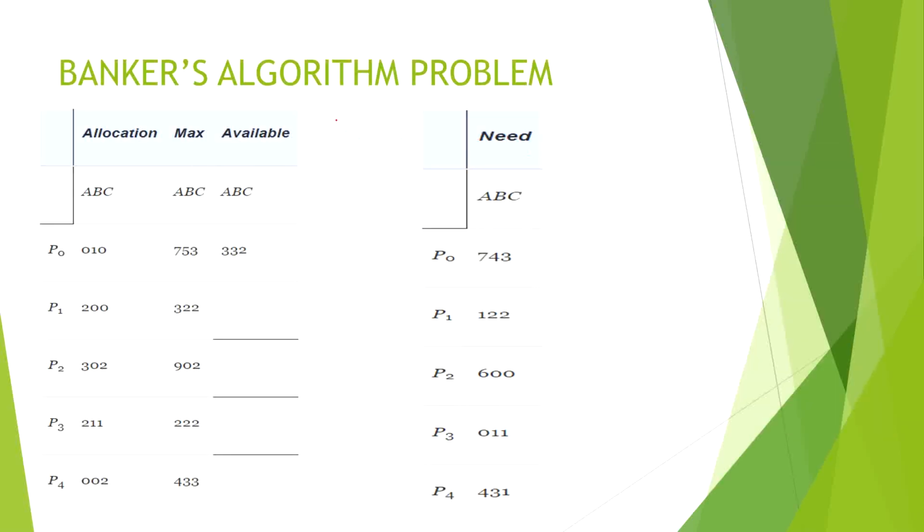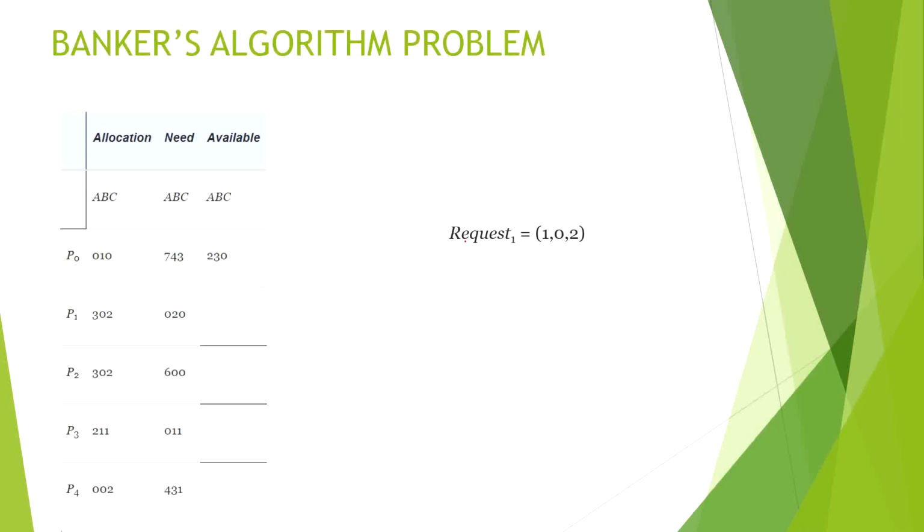Let's say the full system has been allocated resources, and now a process wants to access or share some extra resources. What it is requesting is 102, which means one instance of A, 0 instances of B, and 2 instances of C. So will it be assigned to process 1, because this is the request made by process 1? Will it be assigned in a safe manner, in a safe sequence, or not? So we have to check this.